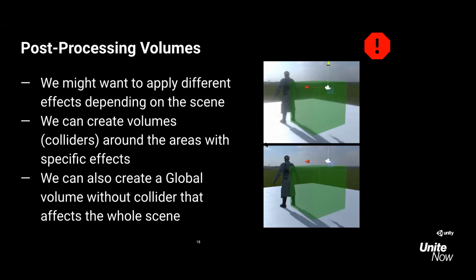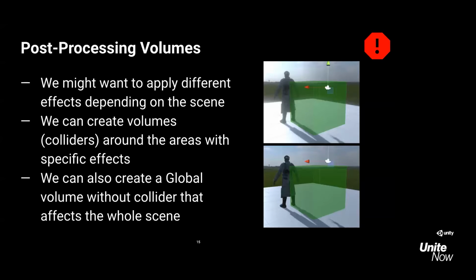Step two, post-processing have the concept of volumes. The idea is that you can define areas in your scene where certain effects will be applied. You can say, I don't know, maybe in an indoors space, maybe a room or something like that, you want to apply certain effects. And in the outdoors, in maybe a garden or in a park, you want to apply other. So you can fill the whole scene with volumes encompassing the areas you want the effects to be applied.